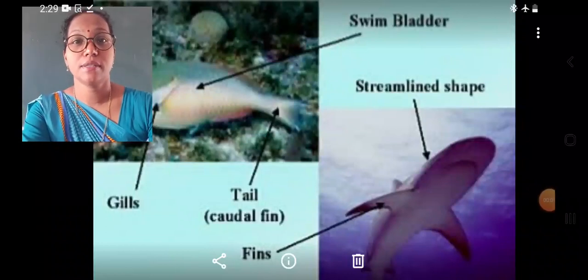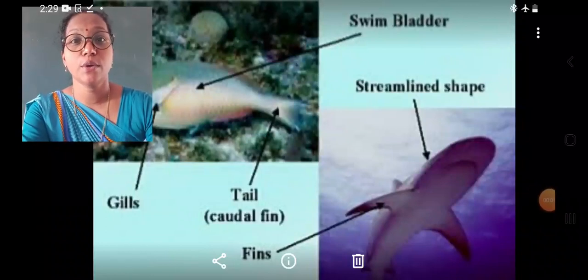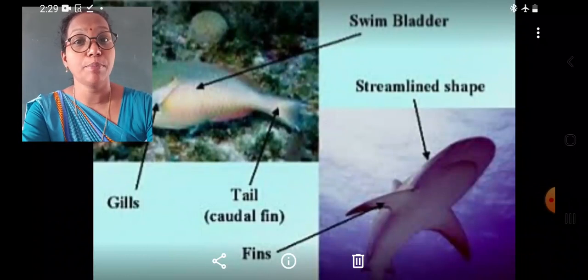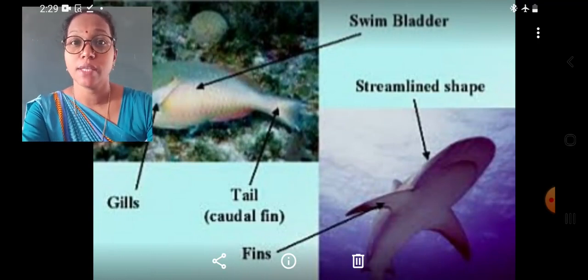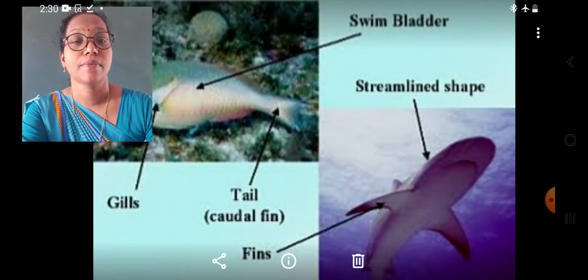Dear students, in this video we are going to study about the adaptations of plants and animals that live in water. The plants that live in water are known as the aquatic plants. The animals that live in water are called aquatic animals. The fish is a typical example of an aquatic animal. There are many adaptations present in a fish.